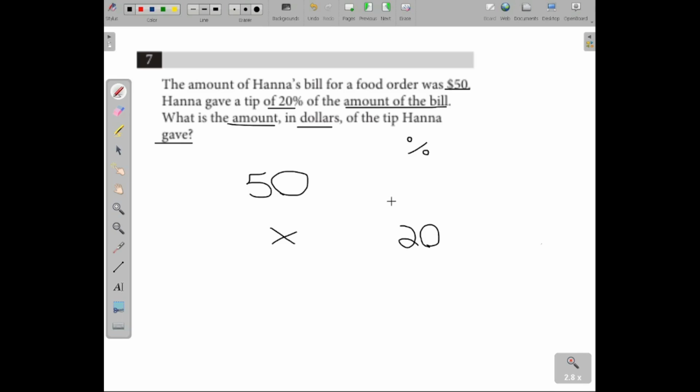For that, we can use the rule of 3, and we need to know the 50 is the 100%, so it's the total, and we want to know what amount corresponds to the 20% of the tip that Hannah gave. And for that, we can do a cross multiplication. So 100 times x will be equal to 50 times 20.